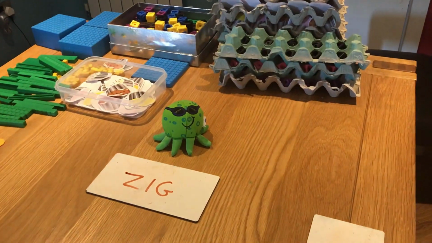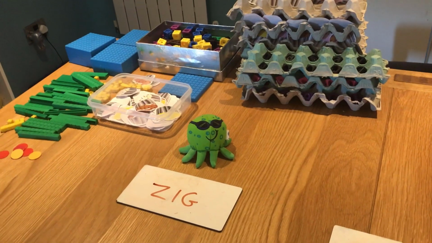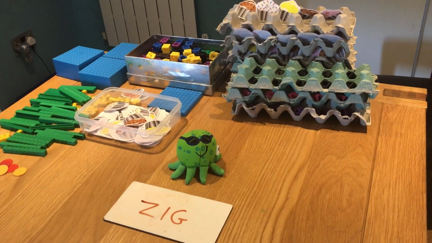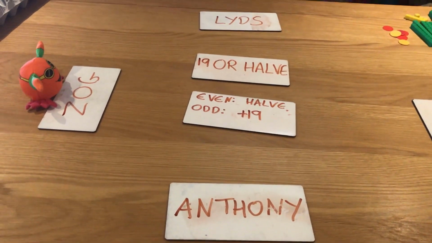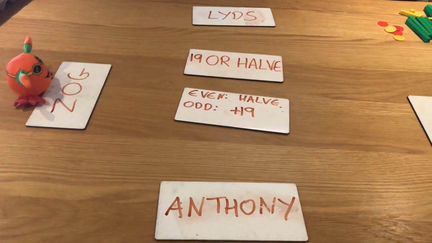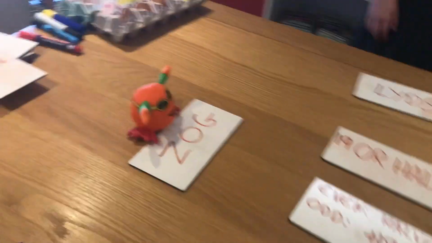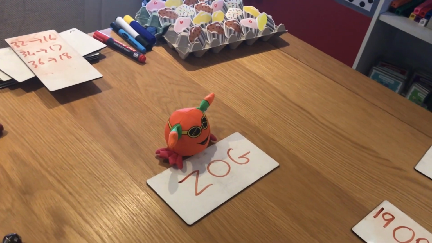Lydia. So 7 plus 20 is 27. Take 1 is 26. Zig, half of 26 is 13. Over to me. 13 add 19. 13 add 20: 13, 23, 33. Subtract 1 is 32. Zog, half of 32 is 16.